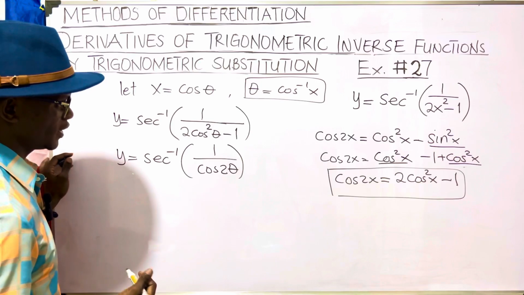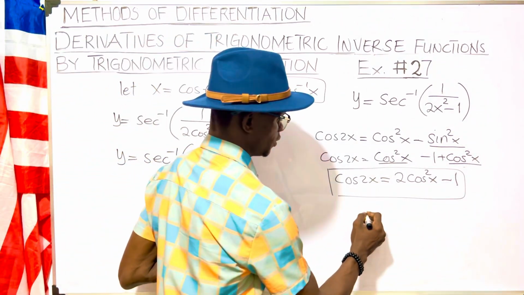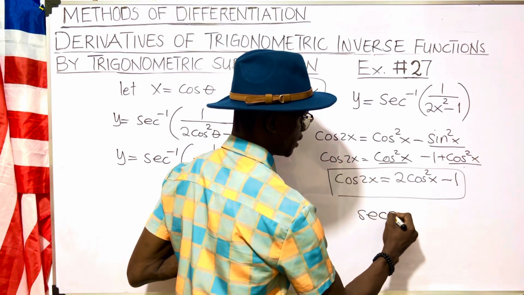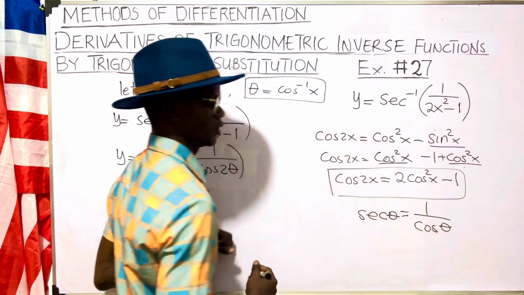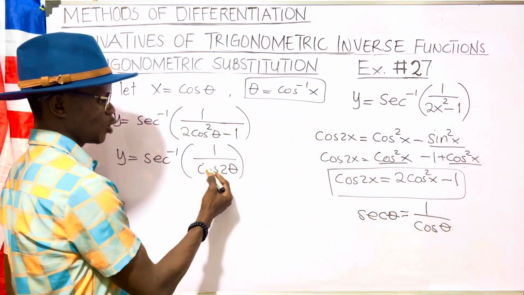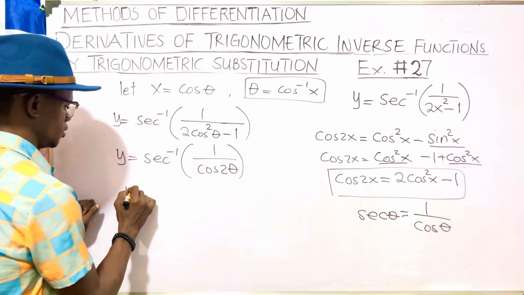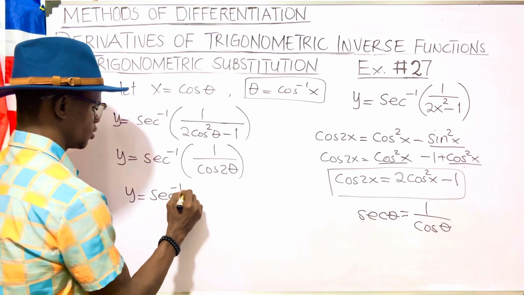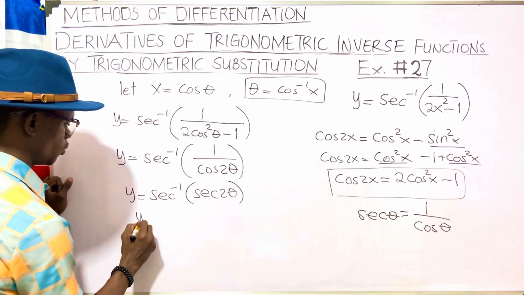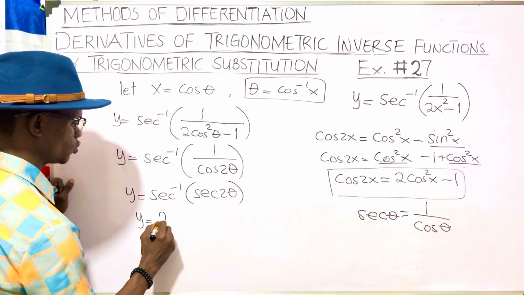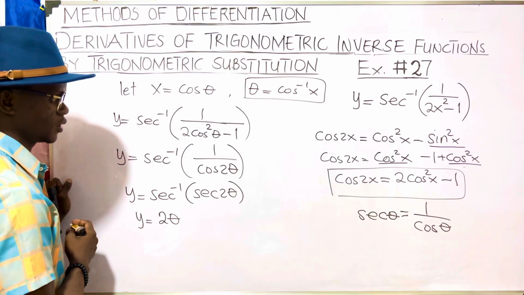But now there is an important identity that we need to remember, the reciprocal identity. We know that secant of theta is equal to 1 all over cos of theta. So if you have 1 all over cos of 2 theta, this will be equal to secant of 2 theta. So y equals secant inverse of secant of 2 theta. So y now will be 2 theta, because secant inverse of secant of 2 theta is just 2 theta.